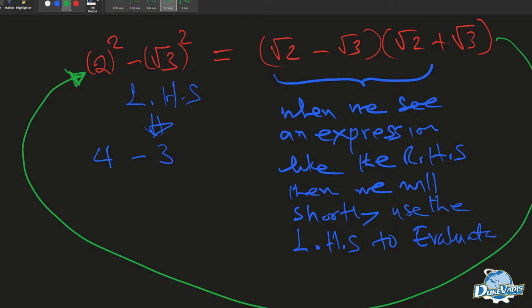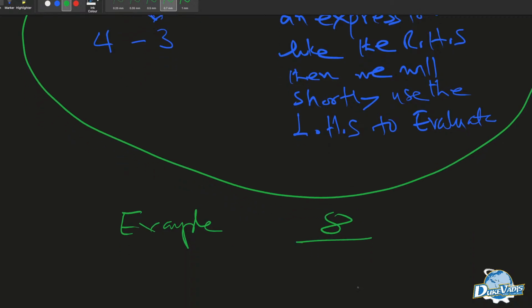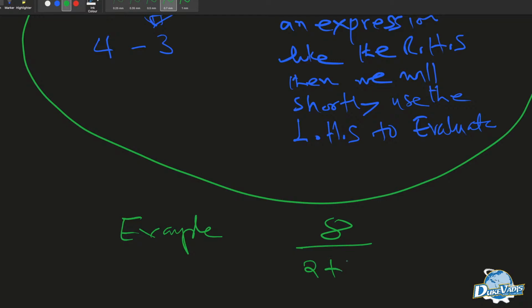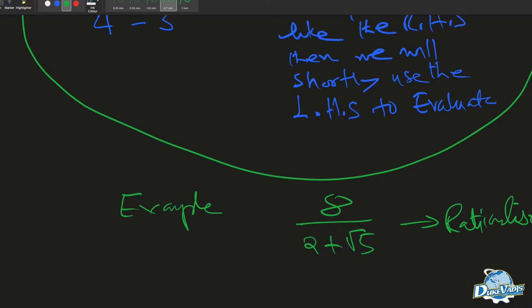Right from the onset, there was a question we came across that says 8 over 2 plus root 5. So let's look at that example. We had 8 over 2 plus root 5, and we're supposed to rationalize this. So how do we do it? So first of all, we take our denominator. So this is our denominator.